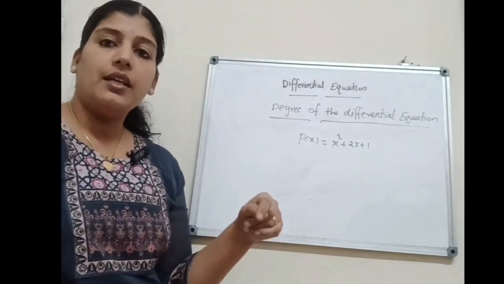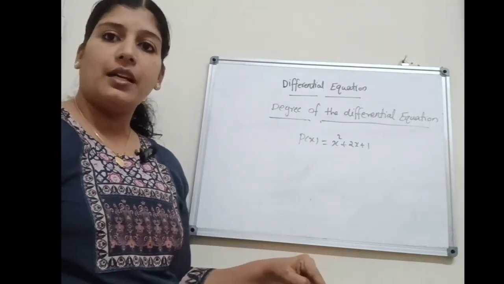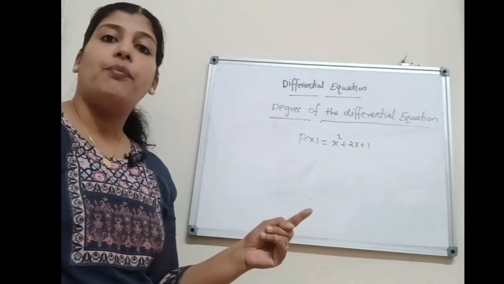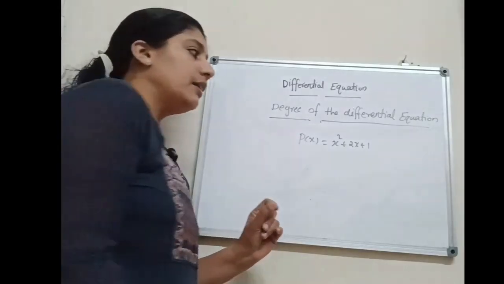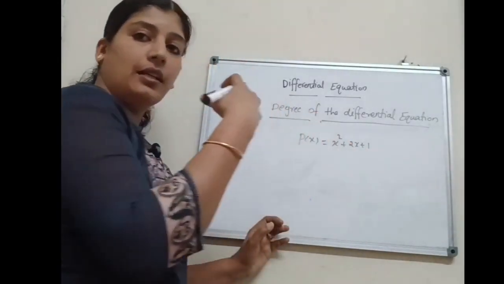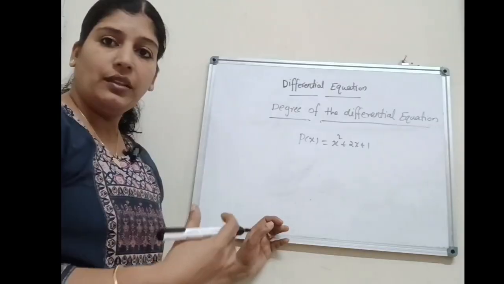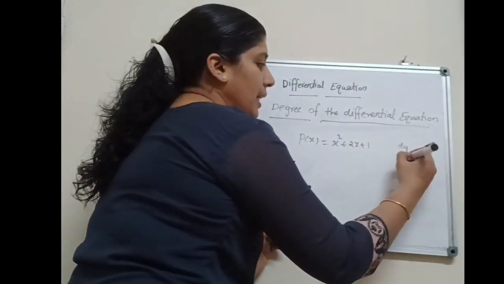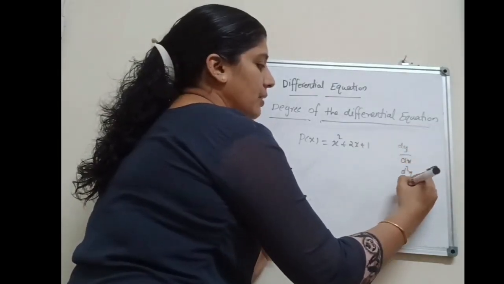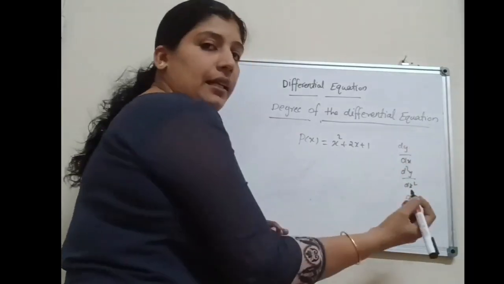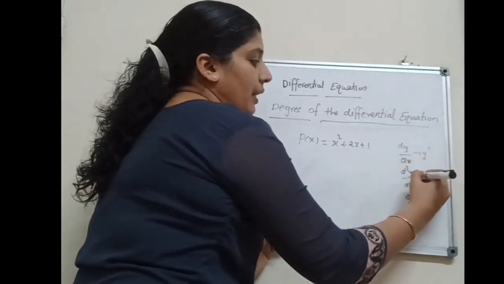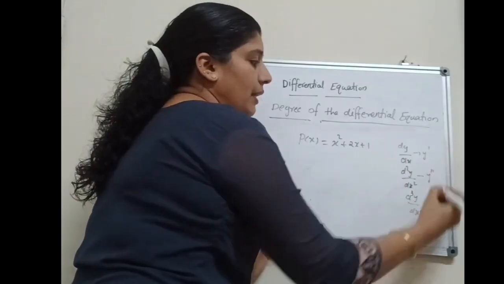Now, we have to consider the degree of the differential equation, expressed in the form of a polynomial equation with derivatives. That is, it has a polynomial equation with derivatives dy by dx, d square y by dx square, d cube y by dx cube existing. dy by dx is denoted by y dash. d square y by dx square is denoted by y double dash.